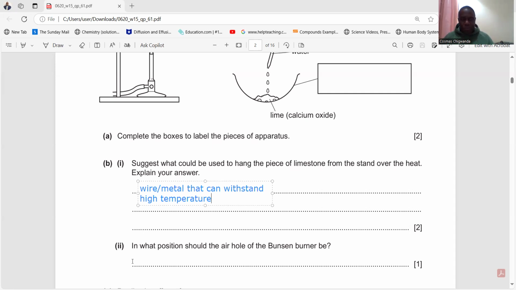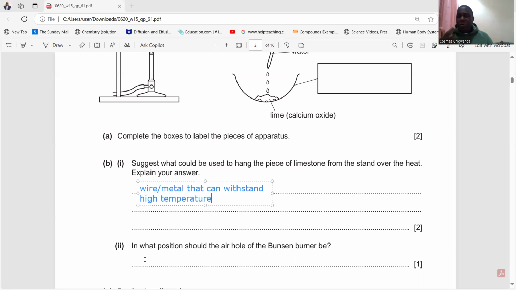In what position should the air hole of the Bunsen burner be? Remember, a Bunsen burner can give us 2 types of flames. If you close the hole of the Bunsen burner, you are limiting air supply. There's incomplete combustion. Check the flame which should be produced, orange and huge. Next time you go to the lab, students, please check this. Close the air hole of the Bunsen burner, you produce a large orange or yellow flame. Not very hot. It's highly luminous and it's wavy.